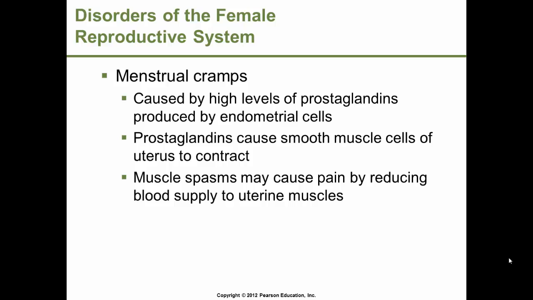Menstrual cramps are caused by high levels of prostaglandins produced by the endometrial cells. Prostaglandins are chemicals used in cellular communication. These are released by the plasma membranes of cells. These prostaglandins cause the smooth muscle cells of the uterus to contract, and these muscle spasms may lead to pain by reducing blood supply to the uterine muscles. The lower blood delivery results in this pain.